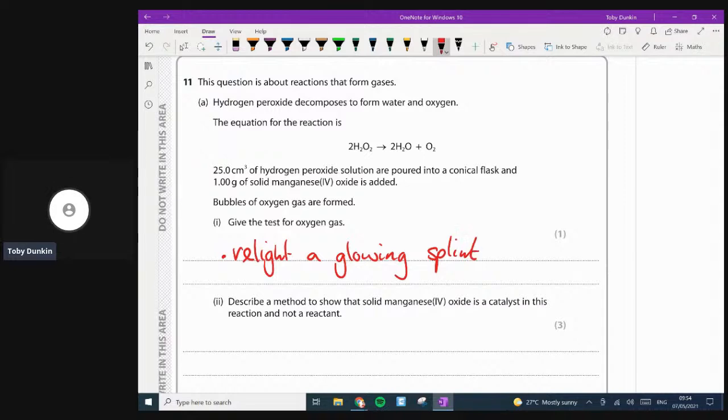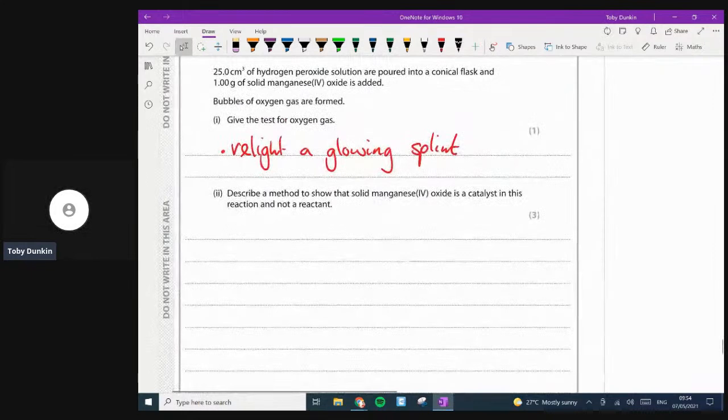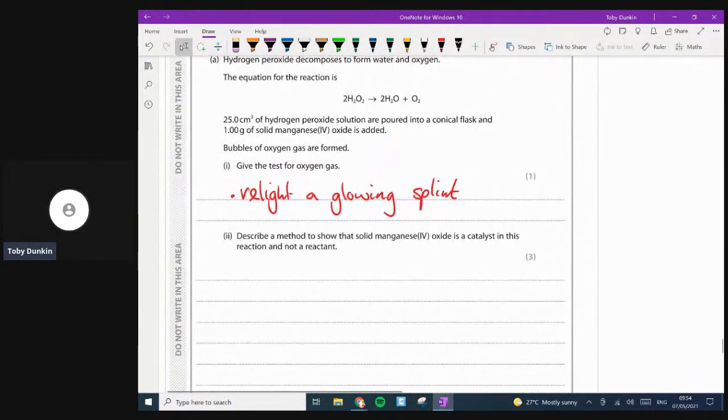Done. Nice and easy. 1 mark. Take it. Next, describe a method to show that manganese 4 oxide is a catalyst and not a reactant.